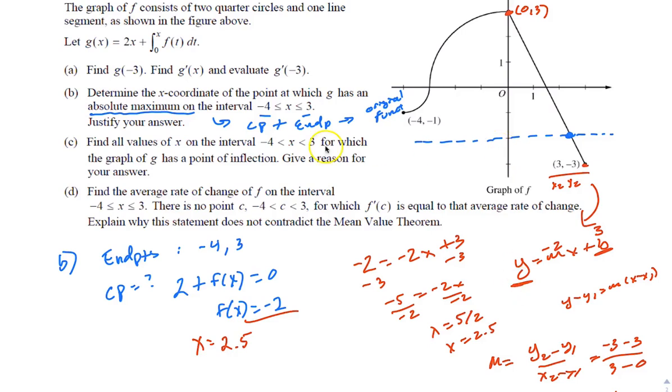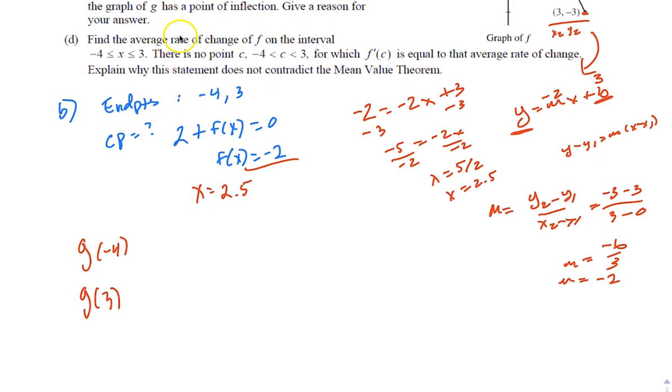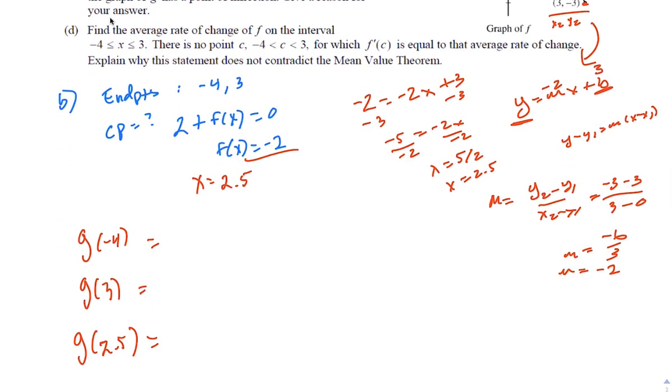So again, we're trying to find the extreme value. So what we do is we get our critical points, 2.5, and our endpoints, and you plug them into the original function. So I got to plug it back into this guy here. So I got to find g of negative 4, g of 3, and g of 2.5, or short. No one said AP Calc would be easy. It's a long problem. So g of negative 4, again, we're just going to sub it into the equation right here. So my equation is 2 times negative 4 plus the integral from 0 to negative 4, if I remember that correctly.